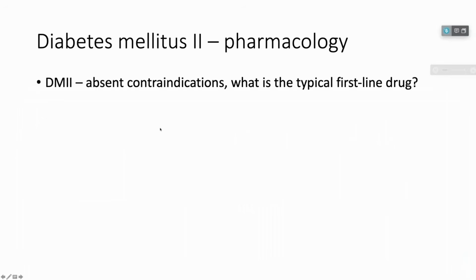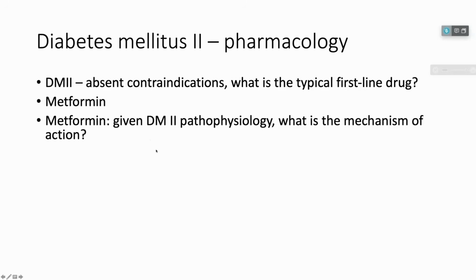So Maliha, absent any contraindications, what's the typical first line drug for diabetes type 2? Metformin? Yeah, perfect. Great. So Manny, given the pathophysiology of type 2 diabetes, what's the mechanism of action of metformin, and why would that make sense? So I guess what I know is that it's the only drug that I remember that works on the actual pathophysiology of type 2 diabetes, which is insulin resistance. So it decreases insulin resistance, and I think it has something to do with gluconeogenesis. Maybe.